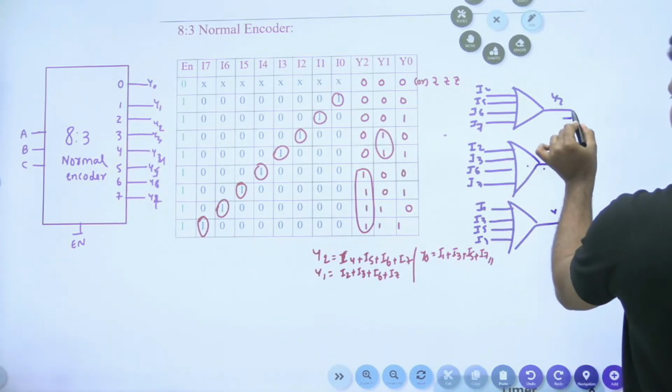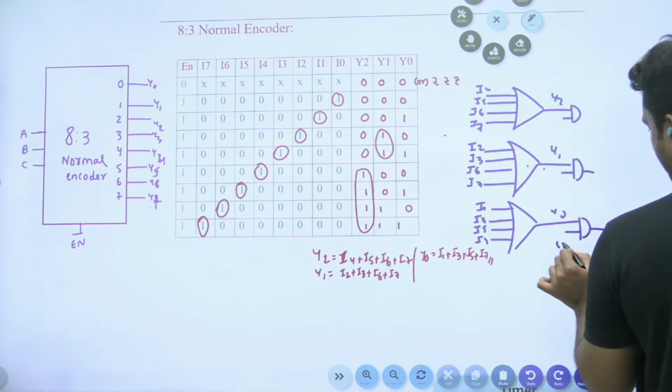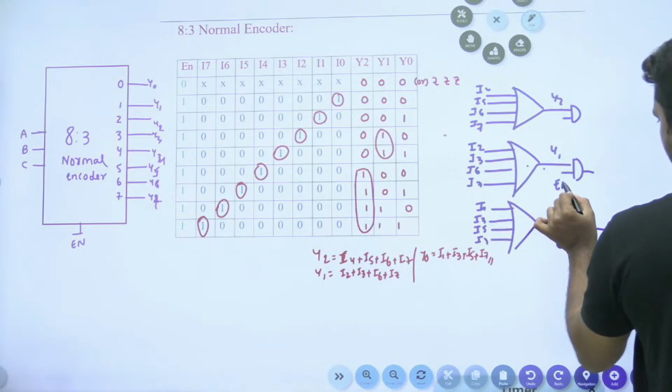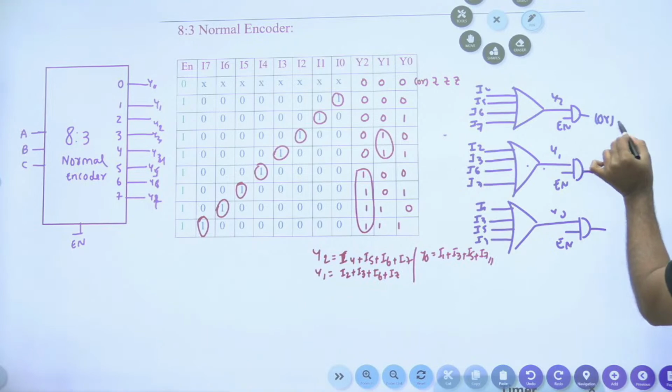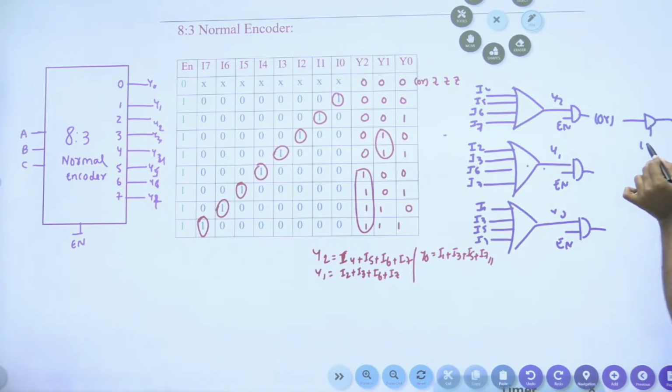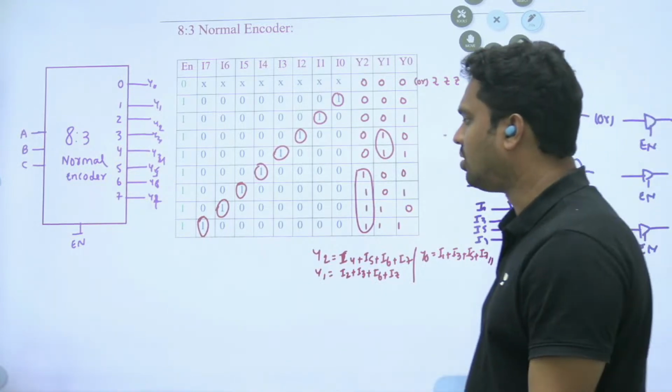Okay, so here we use enable also. When enable is 1, then only it will work. Or you can use some tri-state buffer. When enable is 1, the buffer will transfer the data. When enable is 0, it will be open circuited or in high impedance state. Three states are present: 0, 1 and high impedance state. That's why it's called a tri-state buffer.